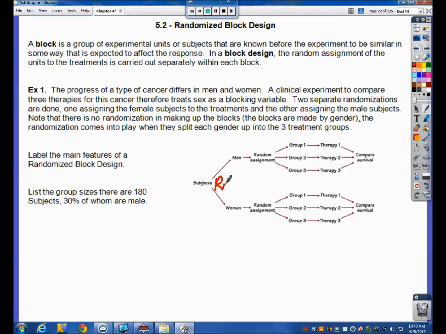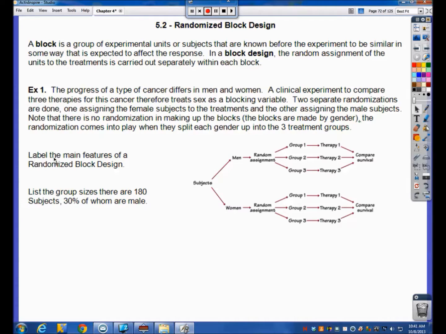Again, you're not going to do the random assignment at first. It's not like you're randomly putting all the men together and all the women together. That makes no sense. You're just saying all men over here, all women over there. Now let's introduce randomization to this.